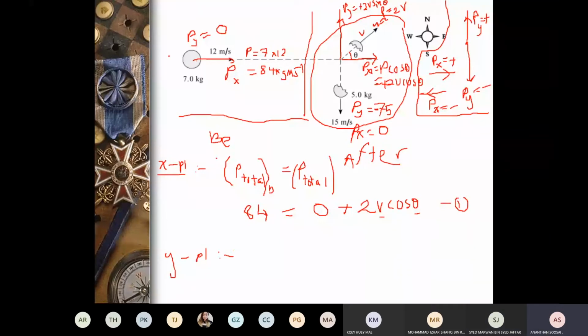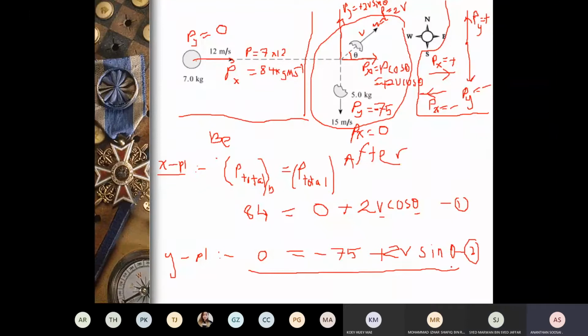So what is the total momentum before collision in the y plane? It should be 0. It equals, these two fragments both have a y component. For the first, the 5 kg, the y component is found to be negative, so negative 75. Plus the y component of the other fragment, which is 2v sine theta. So that's it.